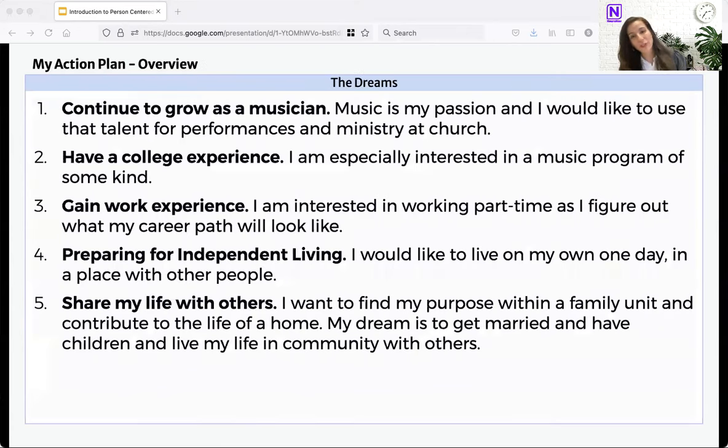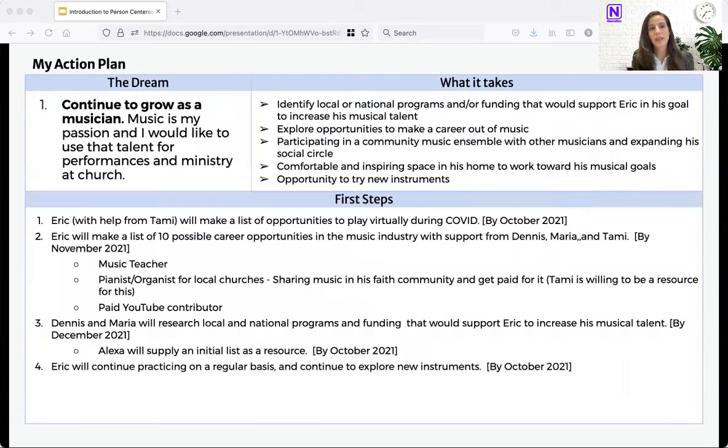And finally, the action plan. This is where we work with you to create goals based on all of the things that we know and help you to define what things you're really working towards. And then we take each one of those goals and we break it down into what it actually takes to get there and what are some of the first steps that you and your circle of support can take to help you to get there.